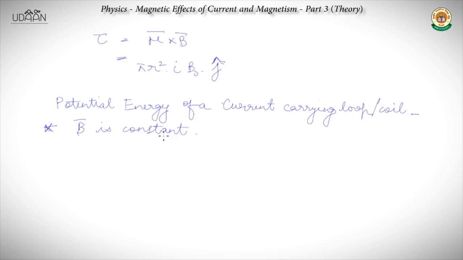Okay, right. So let's see for this. The potential energy is minus of m vector dot B vector. M is the magnetic moment and B is the magnetic field.